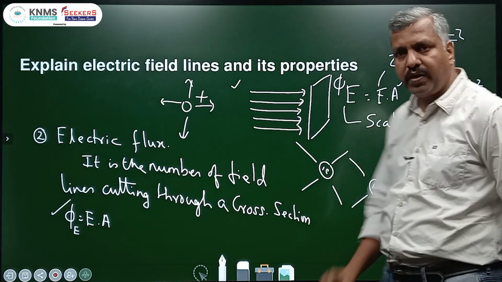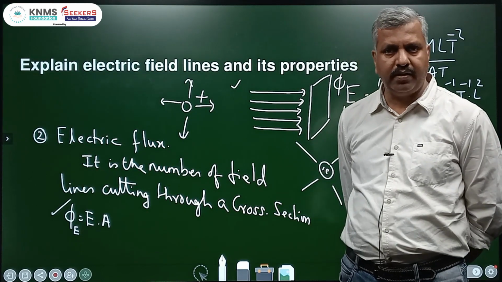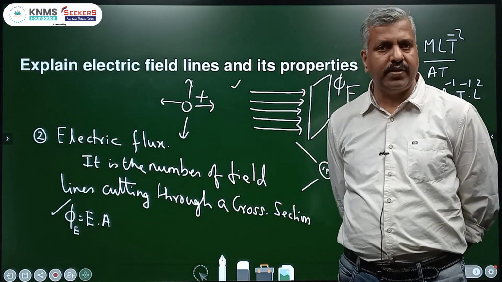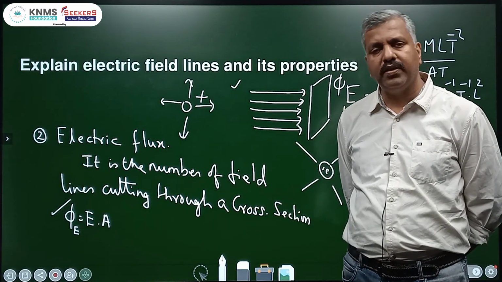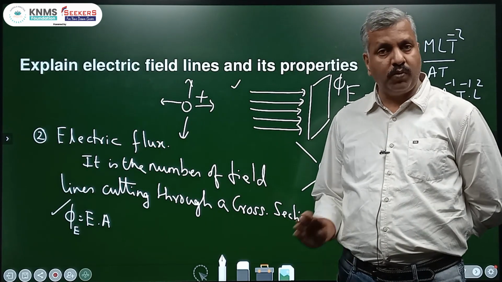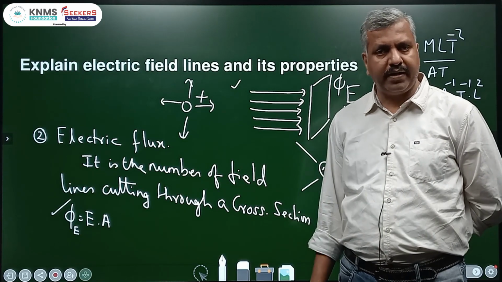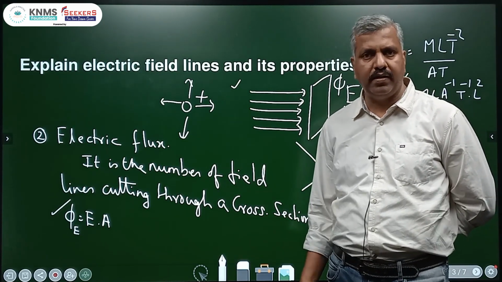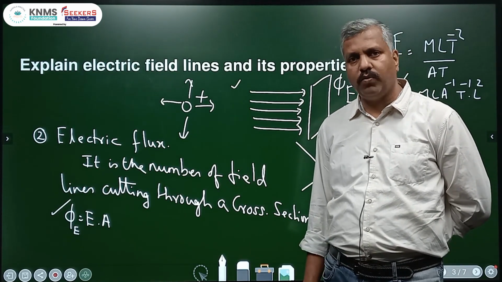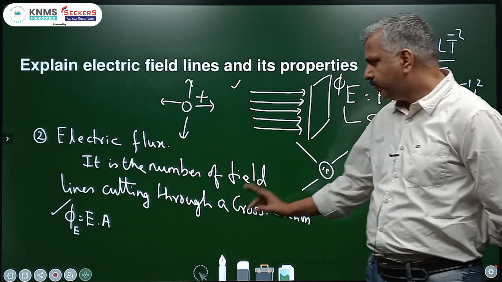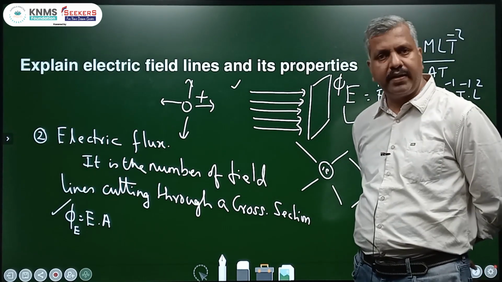Remember, for all the quantities that you are learning in the 12th standard, it is important for you to understand what the dimensions are, because several times direct questions come both in the NEET exam and in the board exam. What is the dimension for electric flux? We should be able to say that clearly and easily. Okay, so I hope you are able to understand what electric flux is.